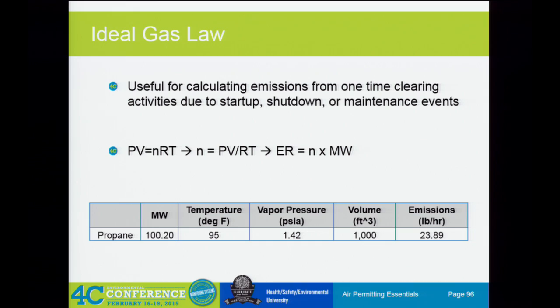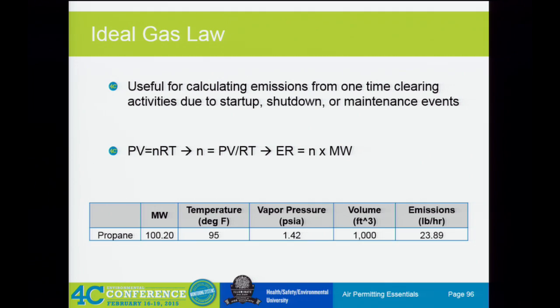Like I said, you can also use PV equals nRT. Another main source of emissions is MSS, which stands for maintenance, startup, and shutdown, or SSM, which is the same thing. This involves a lot of vessel purging, for example. If you're purging a vessel, you can take the volume of the vessel and the pressure the vessel is at when it's purged and calculate the number of moles in that vessel, and then assume that all of those moles are emitted over a certain period of time, and that will get you the flow rate.